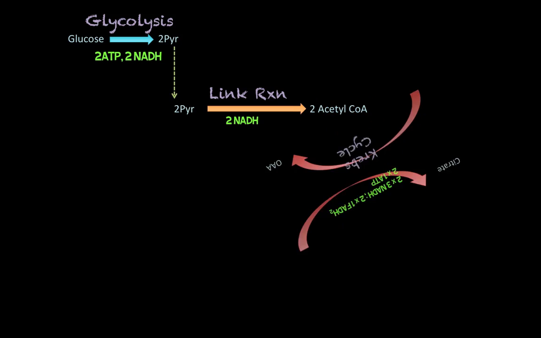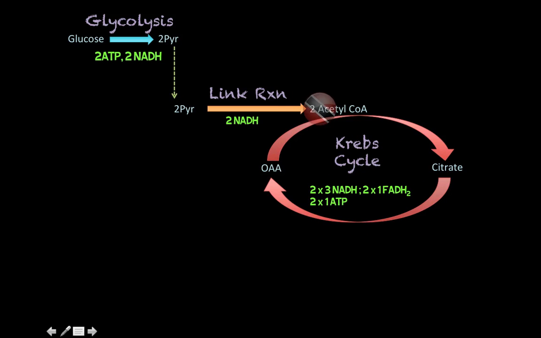Now each of these acetyl-CoA molecules, so each one, is going to react with oxaloacetate to form citrate, and then citrate will go through a series of reactions to reform oxaloacetate. We call that one turn in the Krebs cycle. Alright, and that's for each acetyl-CoA molecule.